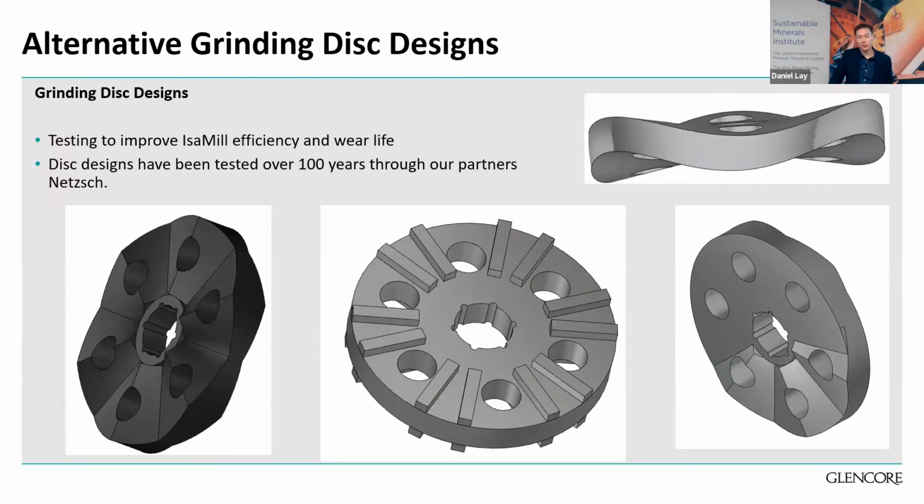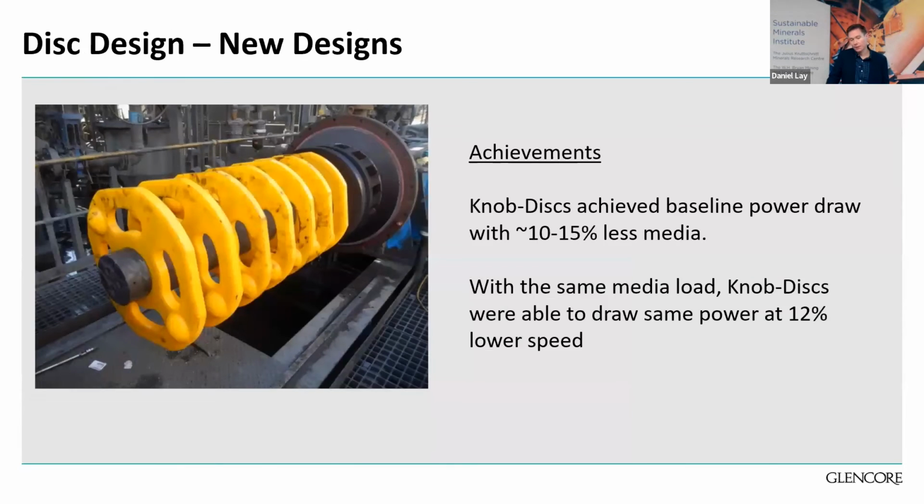And then coupled with this is alternative grinding disc designs. So there are various permutations that we've tested. The idea being to increase the specific energy consumption. And with that view, if you can increase the specific energy consumption, you can reduce the speed of the mill and therefore go for coarser grinding applications. So some of our successes, we've had some success with knob disc designs, where we managed to reduce the baseline power draw. So achieve the same baseline power draw with 10 to 15% less media.